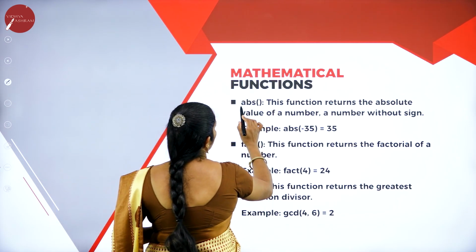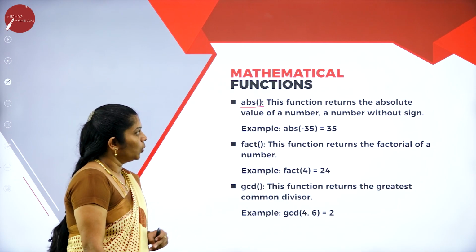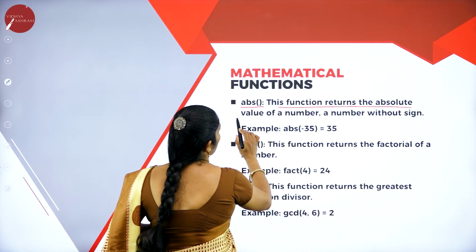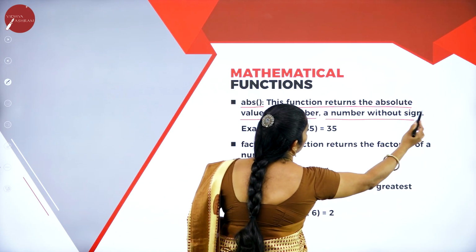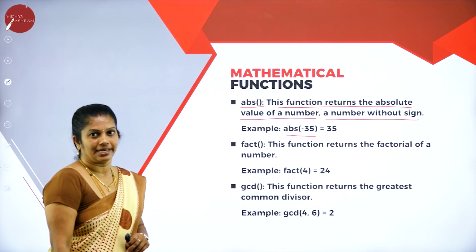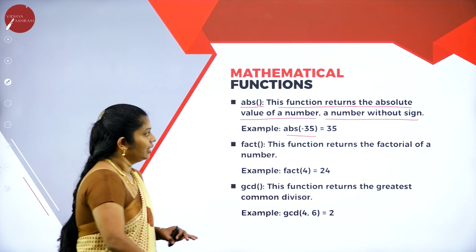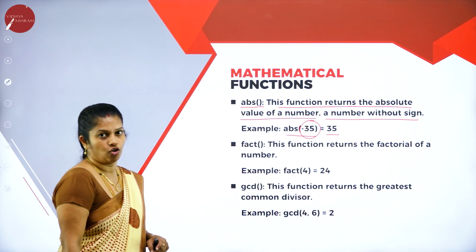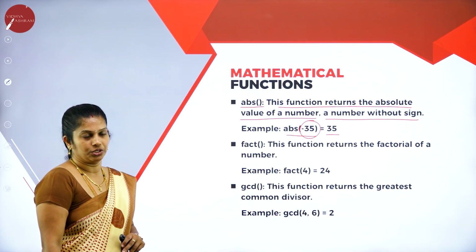Under that, the first one is ABS. This function returns the absolute value of a number without a sign. If you observe in this example, ABS of minus 35 is given. It means that whatever the result may be, positive or negative, the output must be in positive format. That is the absolute function.